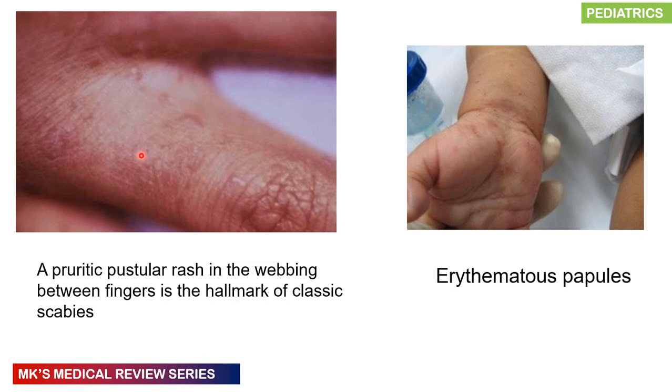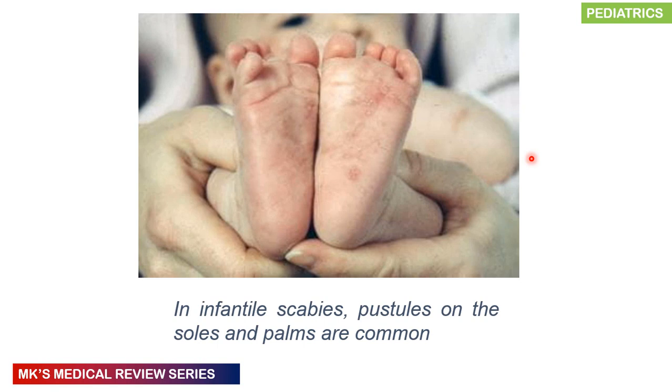As you can see, you have these silvery lines that you can pick up on in between the digits, and you have this hallmark of scabies with these dark mites at the end of these silvery lines. And then on the other image on the right here, you have these erythematous papules present on the palmar area of this hand. Then here you have infantile scabies, where you have these pustules seen on the soles of the feet. You can also see them on the palms of the hands, though not depicted in this picture.